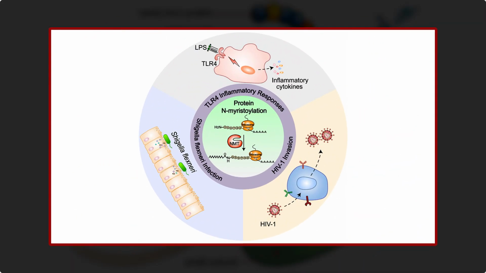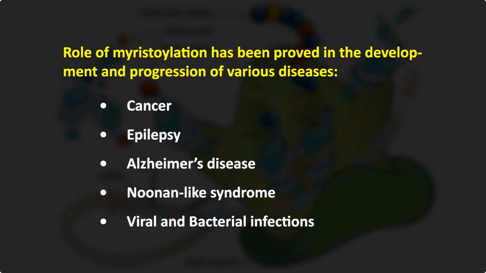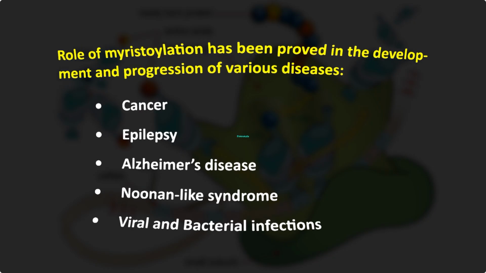Proteins that undergo this post-translational modification play critical roles in regulating the cellular structure and many biological processes such as stabilizing the protein structure, maturation, signaling, extracellular communication, metabolism, and regulation of the catalytic activity of the enzymes. The role of myristoylation has been proved in the development and progression of various diseases such as cancer, epilepsy, Alzheimer's disease, Noonan-like syndrome, and viral and bacterial infections.